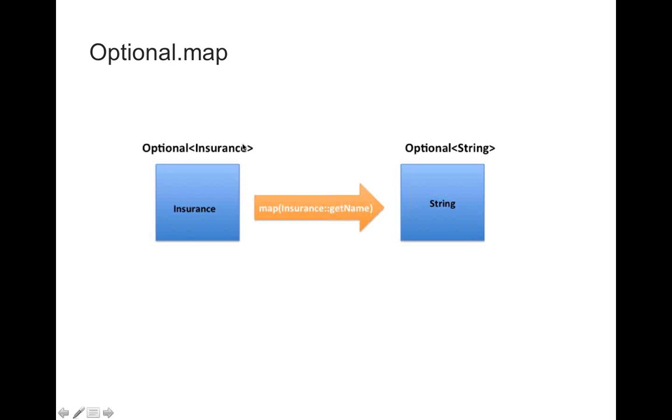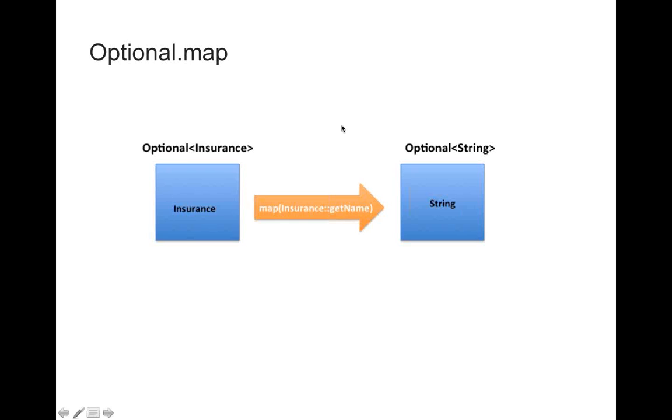So let's say we had an optional of an insurance. We'd like to extract the name of it. Well, we'd call the method map and pass as an argument the getName method. So again, this is a method reference which I showed in the first part of the webinar. And here it would extract the string. If the optional was empty, then the map method will return also an empty optional.